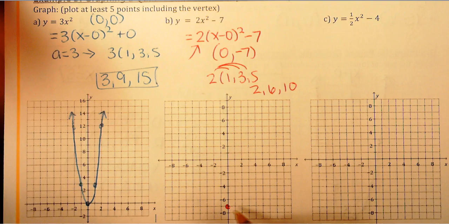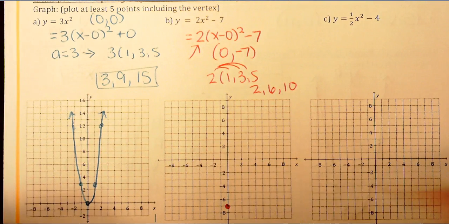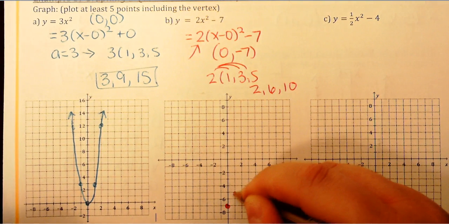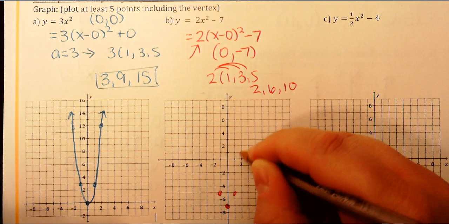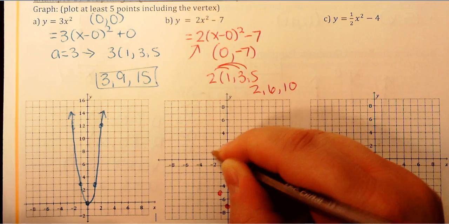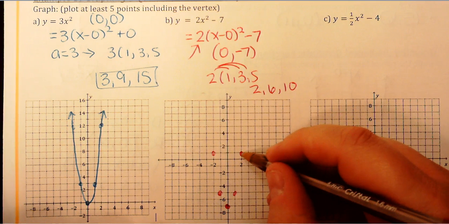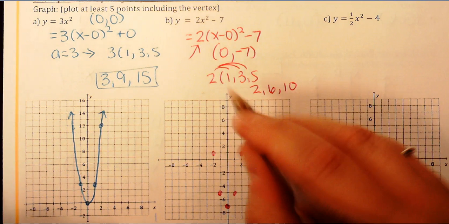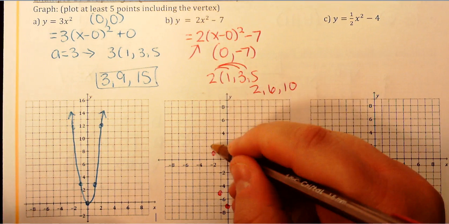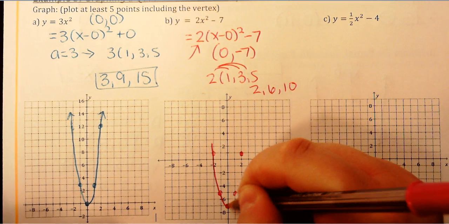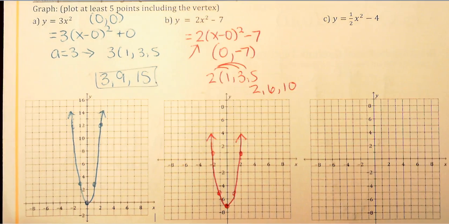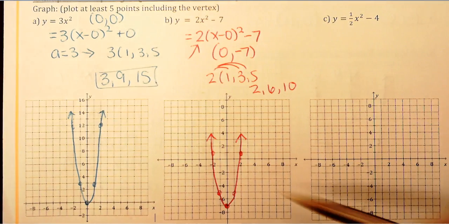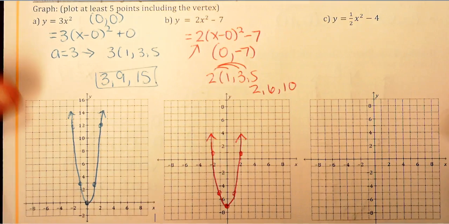So just from that vertex, it's always over 1, and I'm going to go up 2, over 1, up 6, and we're not going to be able to fit the 10 on this one, but we would go over 1, up 10 if we kept going. This is plenty of points though. Get an idea of the graph. I think at the top it'll say something like graph at least 5 points. There's at least 5 points right there.